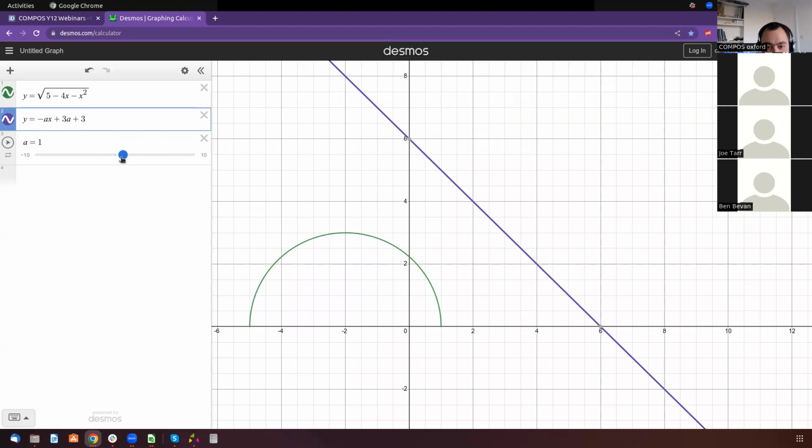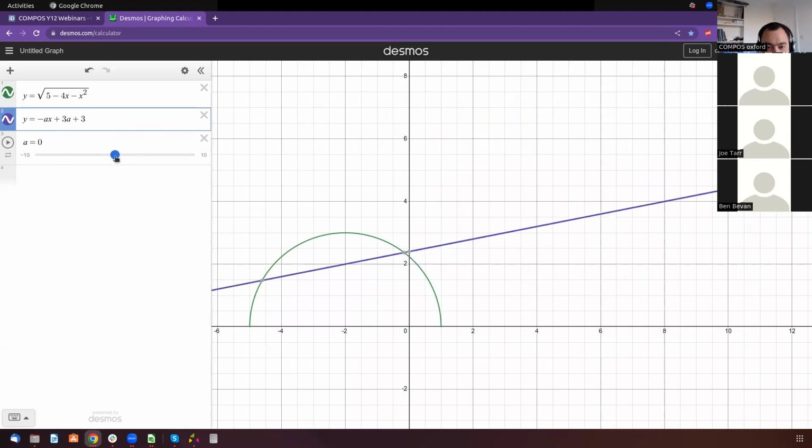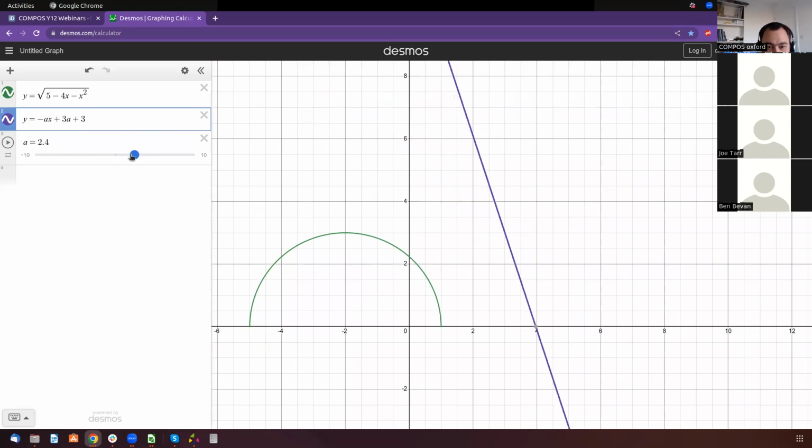And look what happens when we change a. As we change a, this slope changes. But one point remains the same. So you can see that indeed it goes to that point.